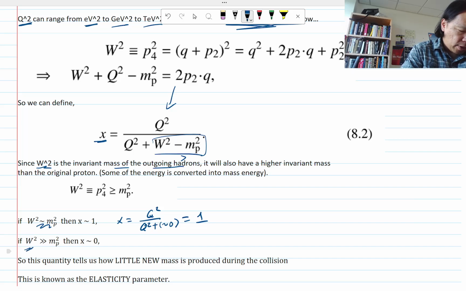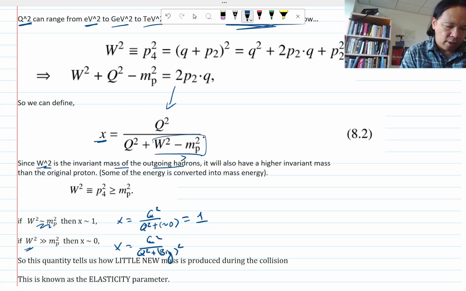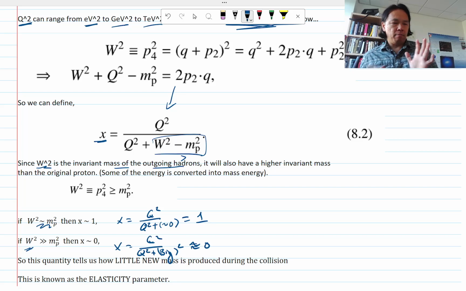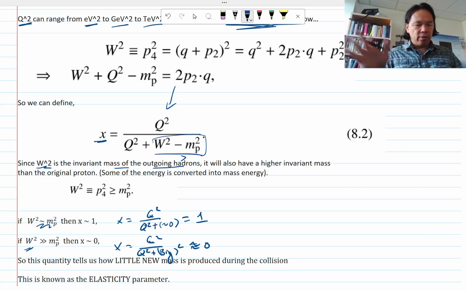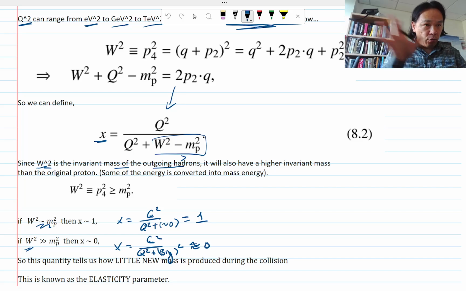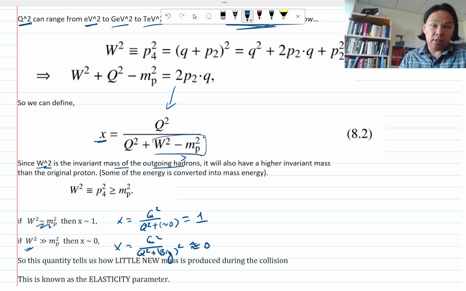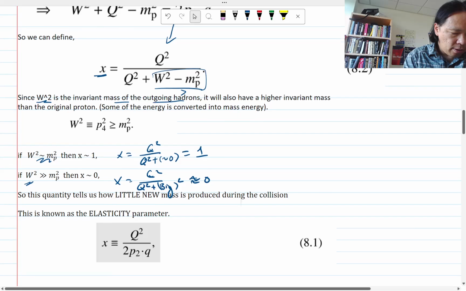However, if W is much bigger than the mass of the proton, you have x Q squared over Q squared plus a big number squared, and therefore 1 over a big number squared is going to be approximately 0. So as the mass of the outgoing hadrons increases, or you're making more and more particles, this x is actually going to get smaller.